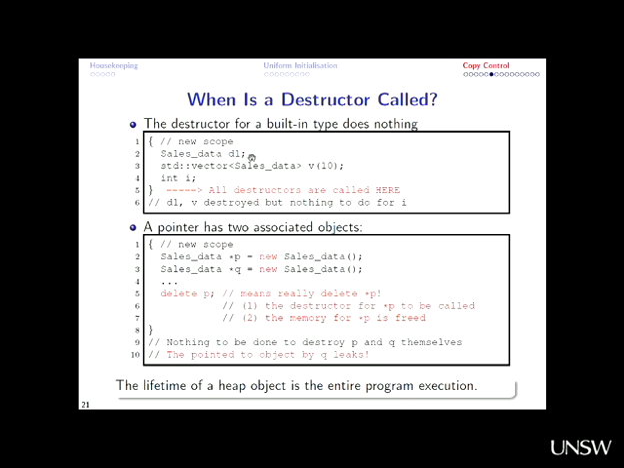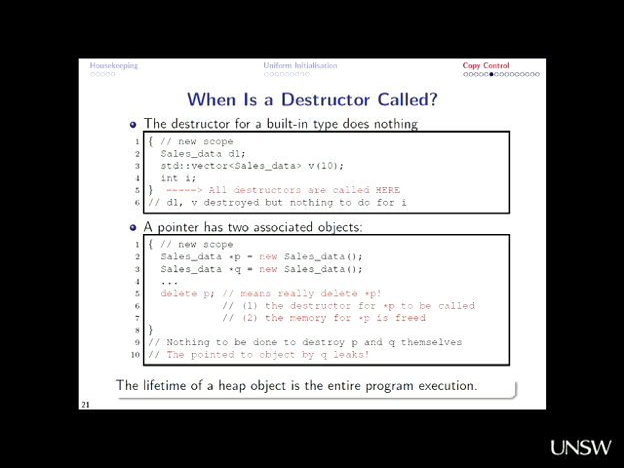The sales data object D1, that's fine. A standard vector of sales data, that's fine. And int I. This is inside a scope and brace. At the end of this brace, when these things go out of scope, all the destructors for those three objects get called. D1, which is a sales data object, and V, which is a vector, get destroyed.